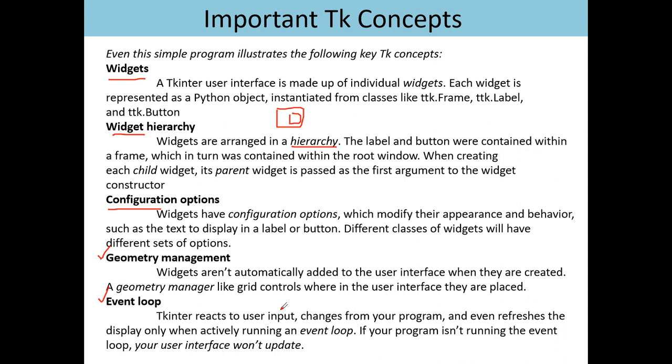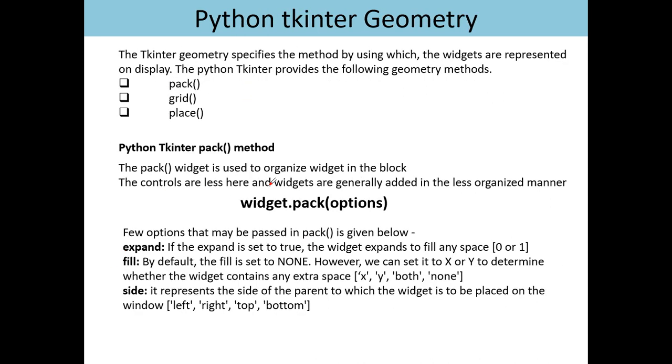Then the event loop is the main loop. Whatever the user does with the components can be trapped, and you have to define a function for each and every event. You have to call that function separately. We will see it. So these are the things that conceptually you have to know.